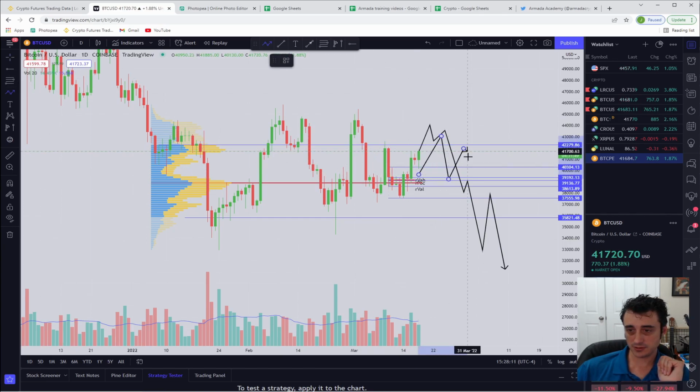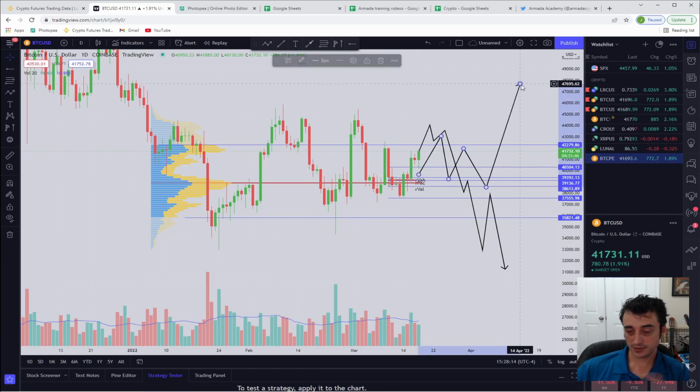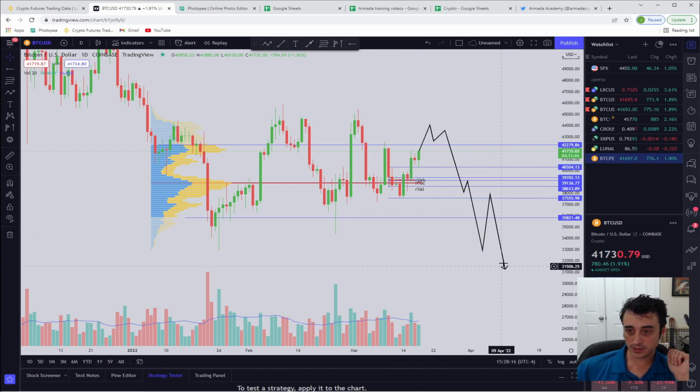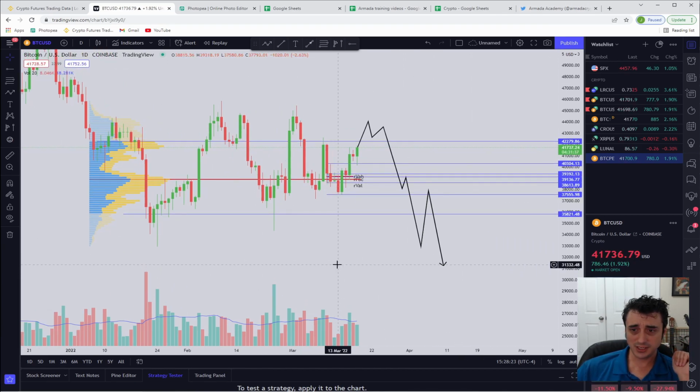It's very possible that we just kind of do this thing and then moon, right? That's possible. I do think we're going to go down here. I actually want us to go down here because I think if we go down here, we can go really high. But that remains to be seen.